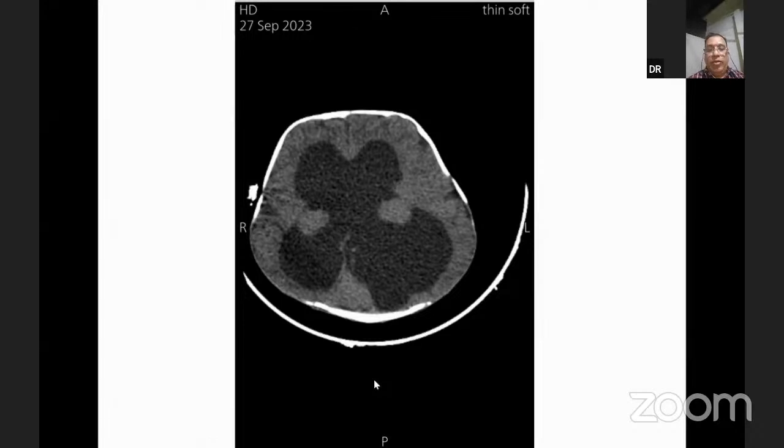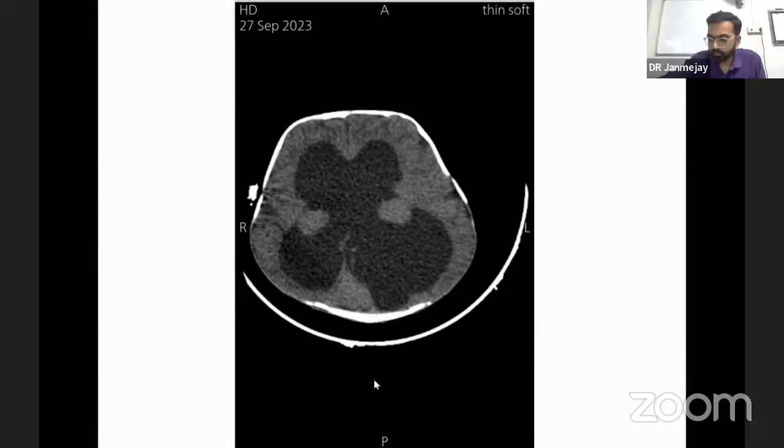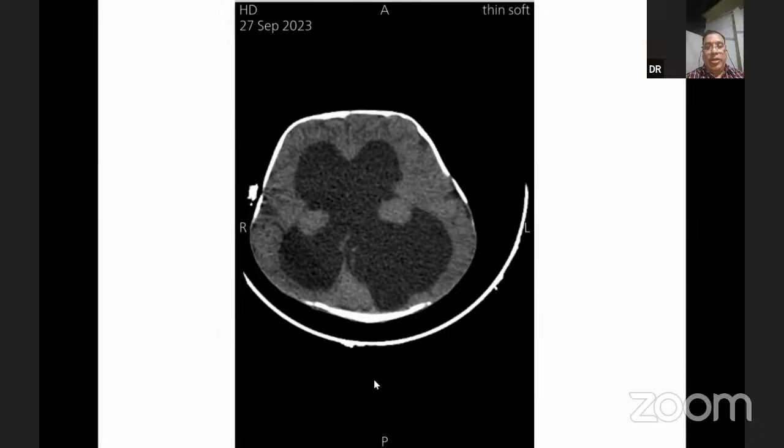Whenever we see hydrocephalus from an imaging point of view, we have to rule out three things actually. If somebody can mute yourself, because that's why the echo is happening. So one is the dilated ventricle.